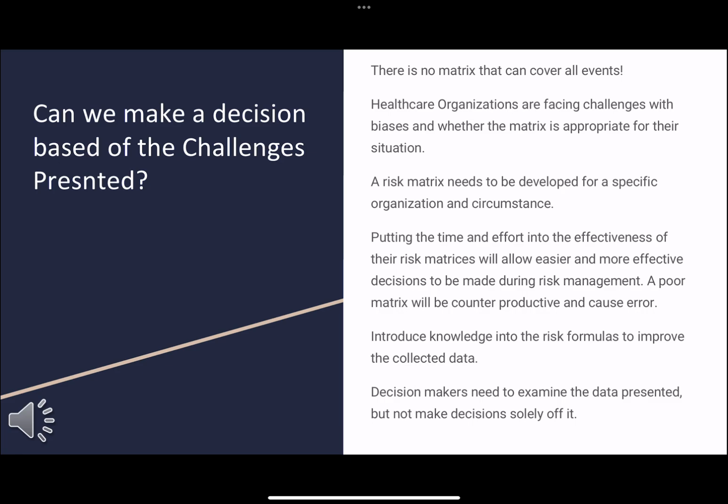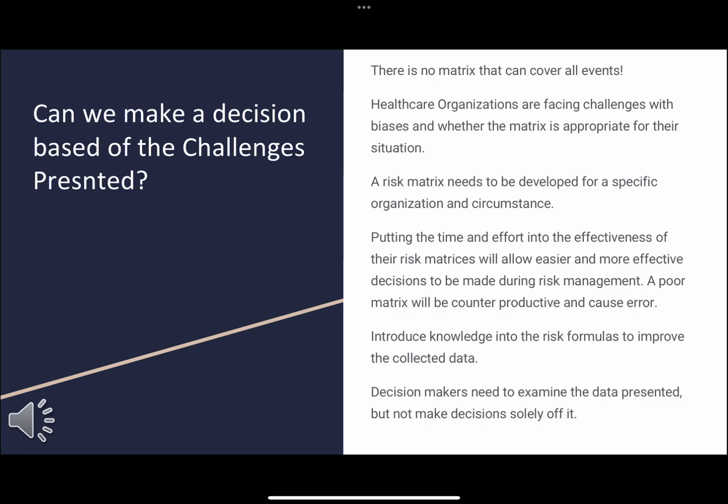We must look to see if we can make a decision based off the challenges that have been presented. The first thing that we start off with is that there is no matrix that can cover all events. Healthcare organizations are facing challenges with biases and whether the matrix is appropriate for their specific situation. A risk matrix needs to be developed for a specific organization and circumstance. Putting the time and effort into the effectiveness of their risk matrices will allow easier and more effective decisions to be made during the risk management process. A poor matrix will be counterproductive and cause error.